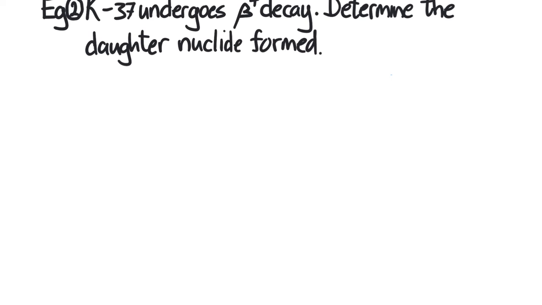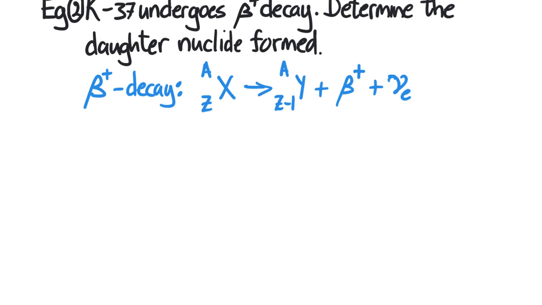Here's another one for you to do. Potassium-37 undergoes beta plus decay. Determine the daughter nuclide formed. So beta plus decay takes X with mass number A and atomic number Z to Y with atomic number Z minus 1. Remember, a proton now becomes a neutron, so the number of protons decreases by 1. The mass number stays the same. A beta plus particle, a positron, is formed, and there is also an electron neutrino.